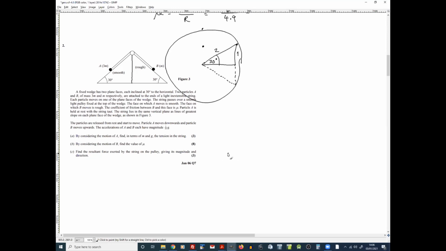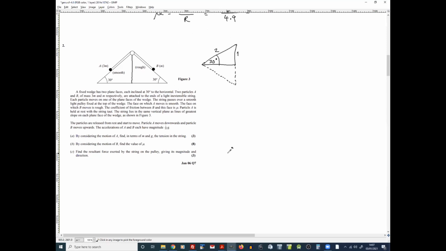Anyway, back to the problem. By considering the motion of A, and what is that motion, can we guess? Probably tells us which way the particles are moving when they're released. By considering the motion of A in terms of M and G, find in terms of M and G the tension in the string.